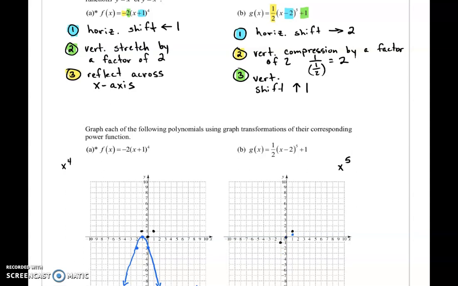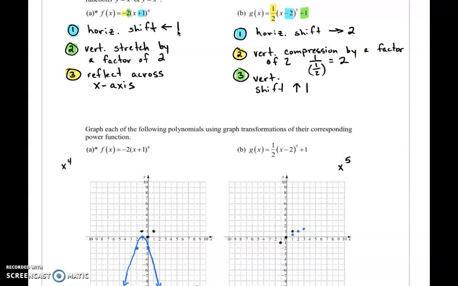The 0, we move it right 2, multiply the y value by 1/2. The y value is 0, so when we multiply it by 1/2, we still have 0. And then we add 1. When we do our 1, 1 point, we move it 2 to the right. Now we're at 3, 1. Our y value is 1. We multiply that by 1/2. We're at 1/2 now. And then we move it up 1, so we're at 1.5.